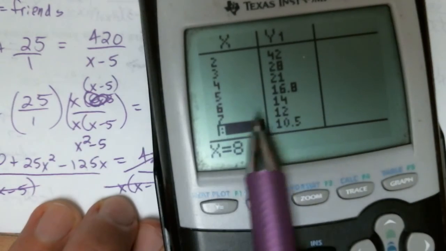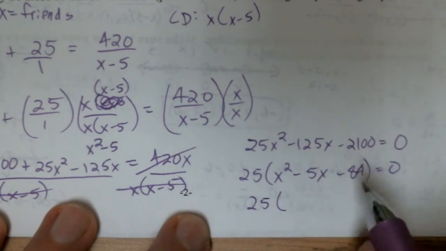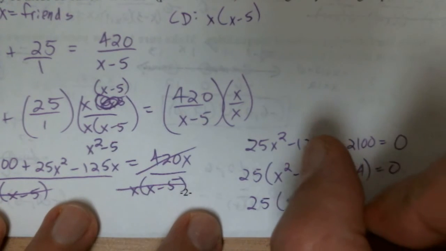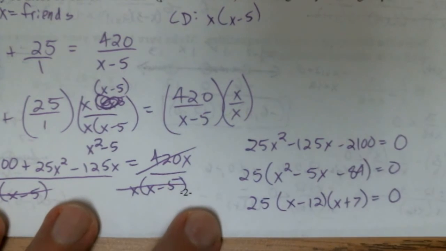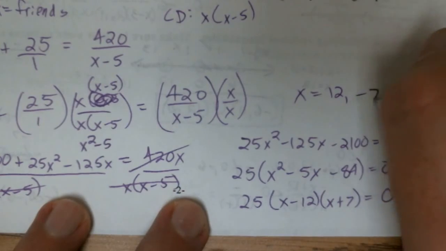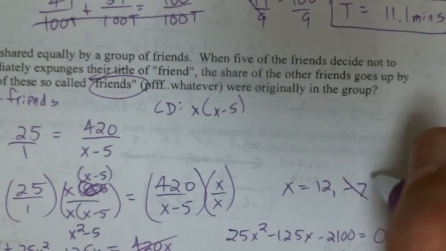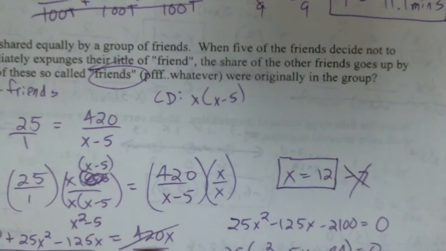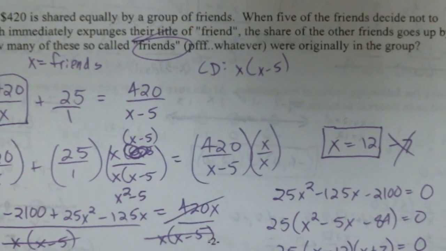Right there, 7, 12. All right, so this is going to factor as, it's got to be negative 84, and they've got to add to negative 5, so the bigger one's got to be negative, so that's going to be x minus 12, x plus 7. Flippy flip, so x is equal to positive 12 and negative 7. But we're talking about these so-called friends. I can't have negative 7 friends. So the answer is 12 friends, and we lost 5 of them, and our price increased by 25 bucks.